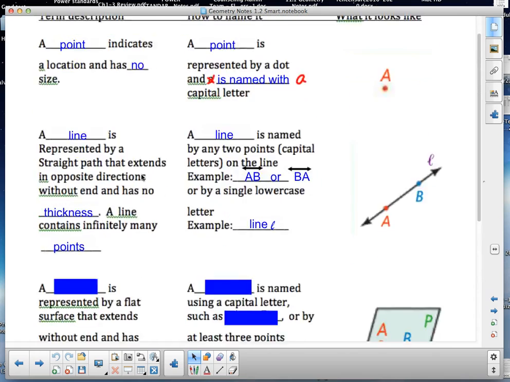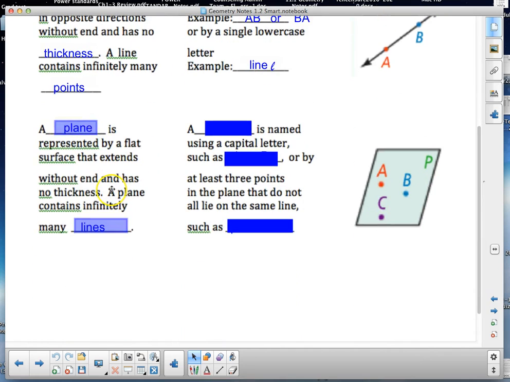Our next term that we're working with is a plane. Now, it's not something that carries people from one point to another. A plane is represented by a flat surface that extends without end and has no thickness. A plane contains infinitely many lines. So remember, this is a representation of a plane.